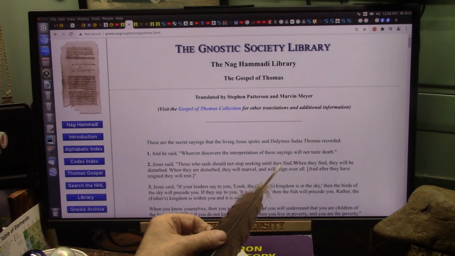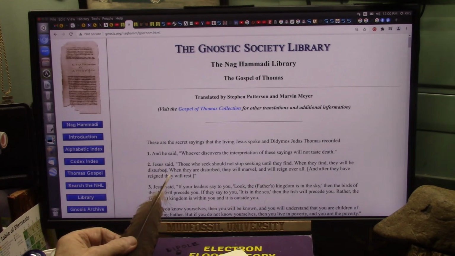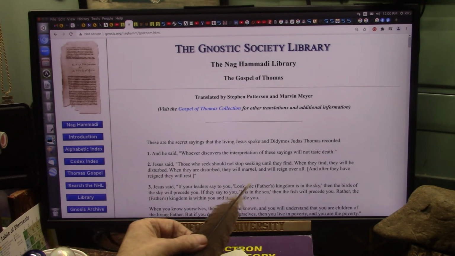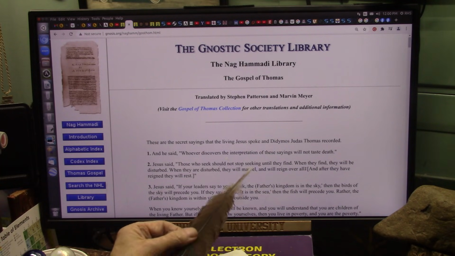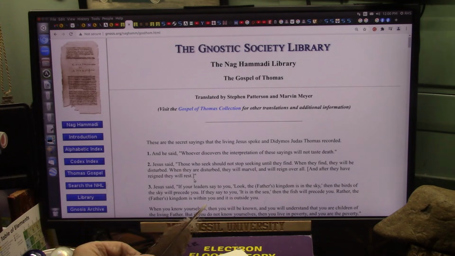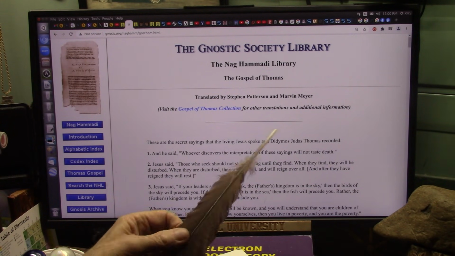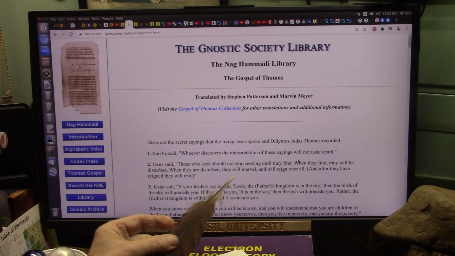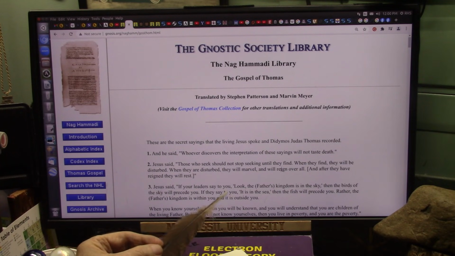If you're not sure, you've got to keep searching. When they find, they will be disturbed. And yes, things are disturbing when you really search. When they are disturbed, they will marvel. Yes, because things are marvelous, and will reign over all. And after they have reigned, they will rest. Now remember, this is not just one person. The things that he talks about cover a broad variety of people. When they find, they will be disturbed. That's all of us. You have to look.